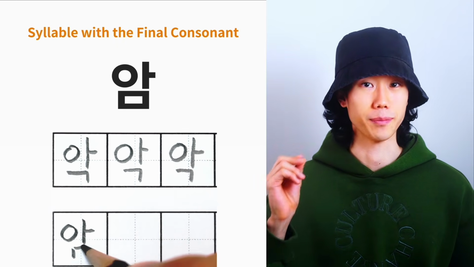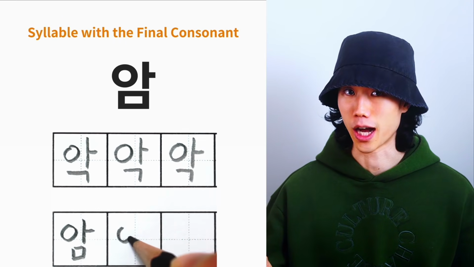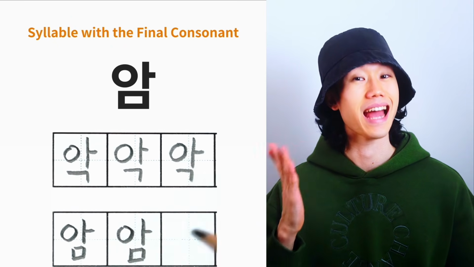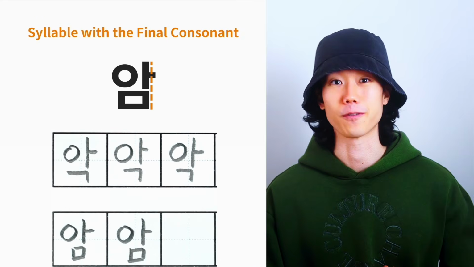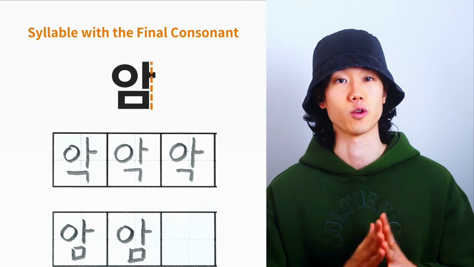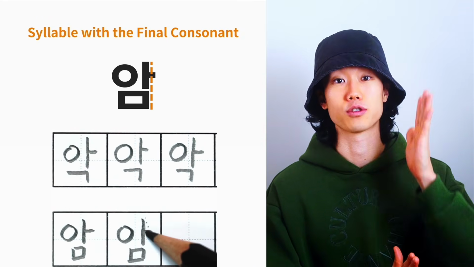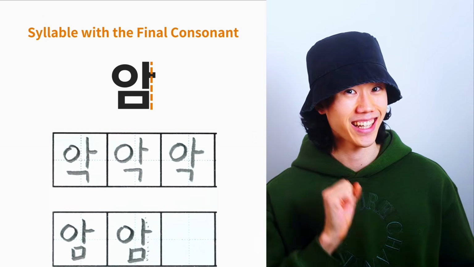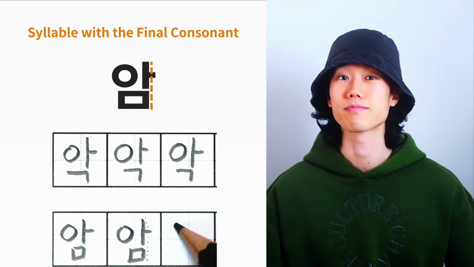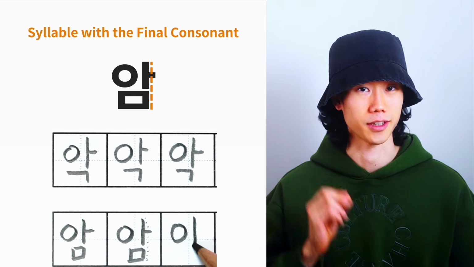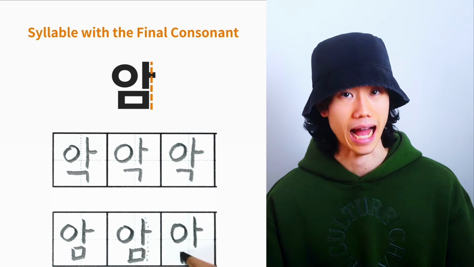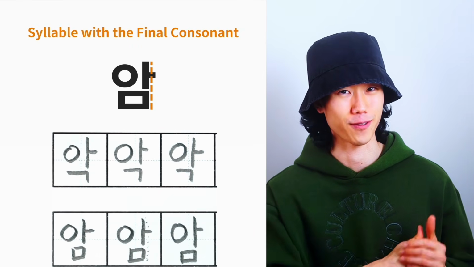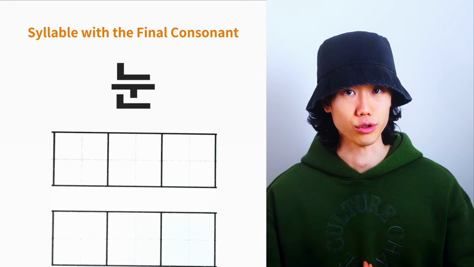Write it one more time. The beginning consonant, vowel, and the final consonant. Here's a tip for writing final consonants. If you align the right side of the final consonant with a vertical stroke of the vowel, your writing will look more balanced. Like this, okay? Let's write it one more time. The beginning consonant, circle-shaped consonant, and vowel, and the final consonant. Perfect.